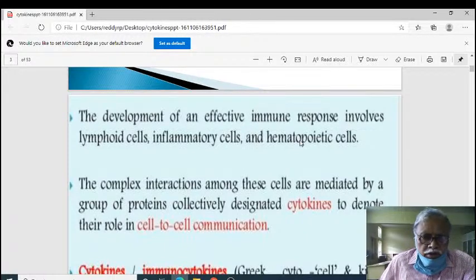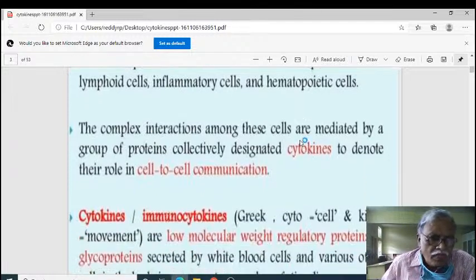So the development of an effective immune response involves lymphoid cells, inflammatory cells, and hematopoietic cells. The complex interactions among these cells are mediated by a group of proteins collectively designated cytokines to denote their role in cell-to-cell communication.